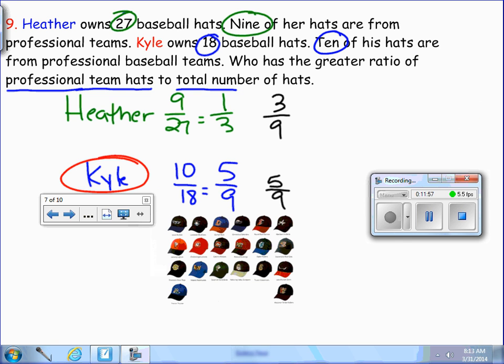We set up the ratios for Heather and Kyle. Heather had 9 hats that were professional, 27 total. So we put it in the ratio as they asked. Kyle had 10 professional, 18 total hats. We simplified each of those ratios, and we couldn't tell by looking at them, so then we compared the fractions with a common denominator. And we noticed that Kyle had the greater ratio, 5 to 9.